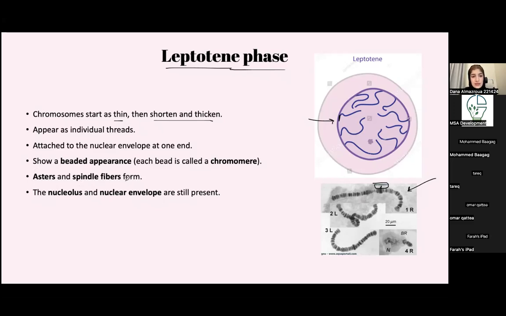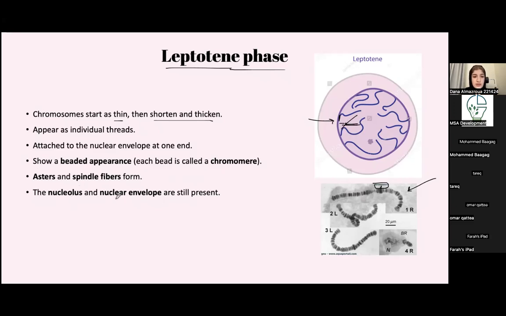And now the asters and spindle fibers form. If you remember, the spindle fibers are the ones that are originating from the centriole. So these are the mitotic spindles or the spindle fibers. They can be called either. And the asters are the ones that are attaching the centrioles to the opposite pole.